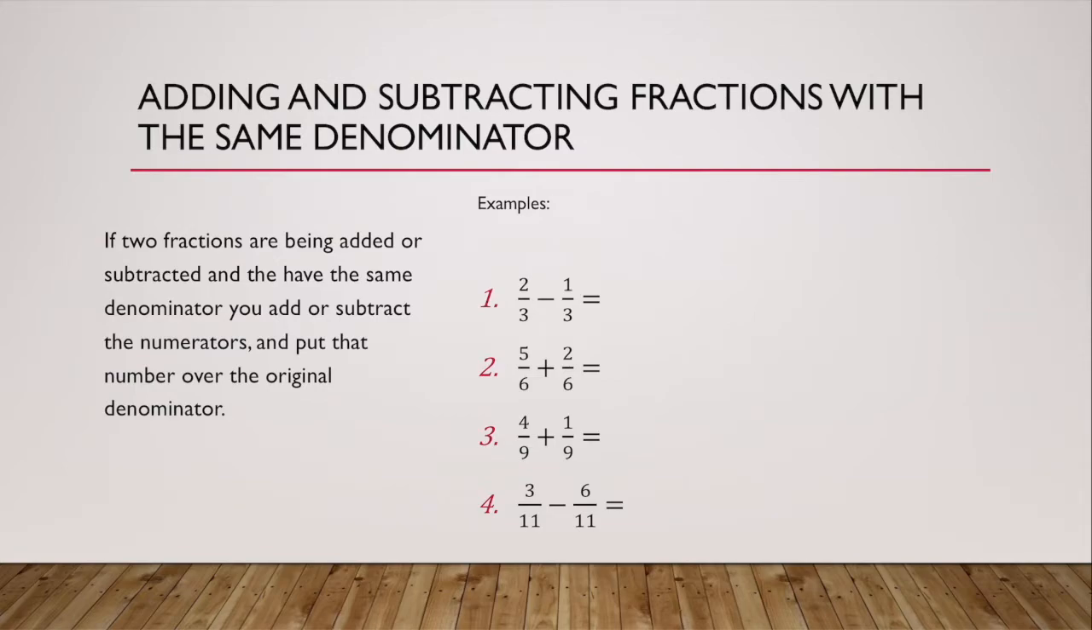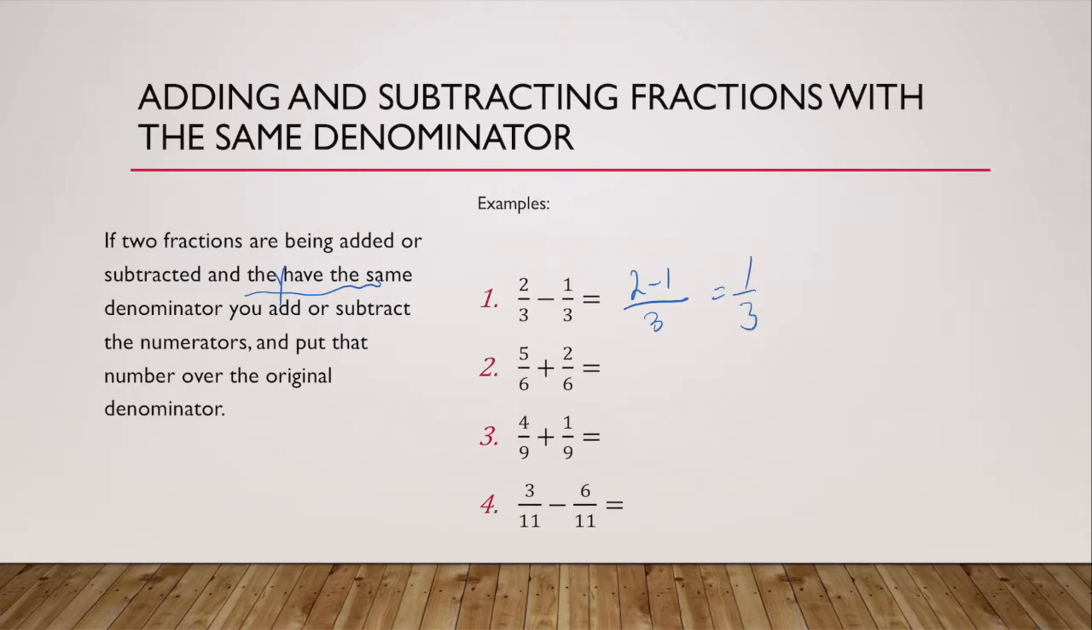Now, let's talk about adding and subtracting fractions. If two fractions are being added or subtracted, they have to have the same denominator. So if two fractions are being added or subtracted and they have the same denominator, you add or subtract the numerators and put that number over the original denominator. So if I had 2/3 minus 1/3, that means I've got 2 minus 1 over 3, which is 1/3.